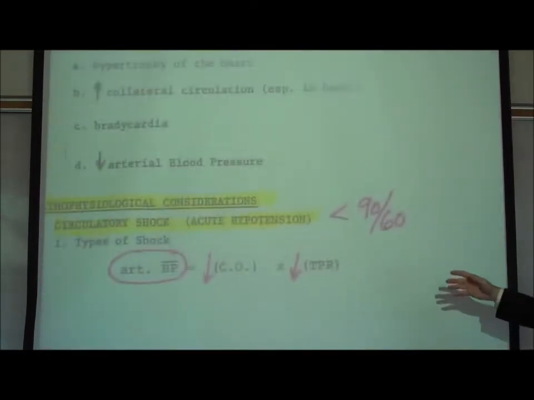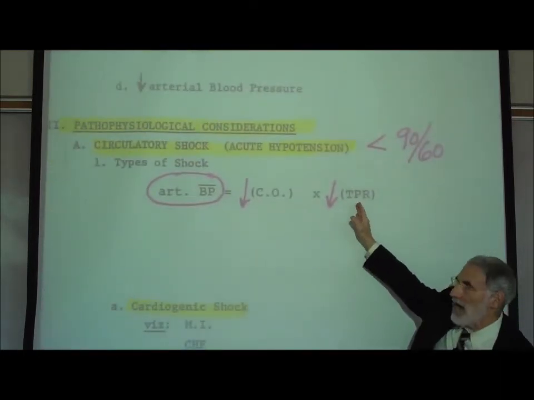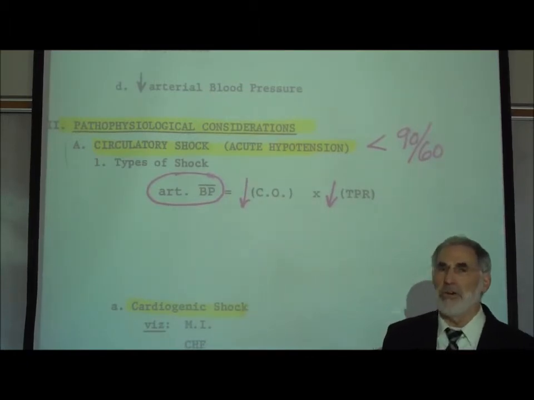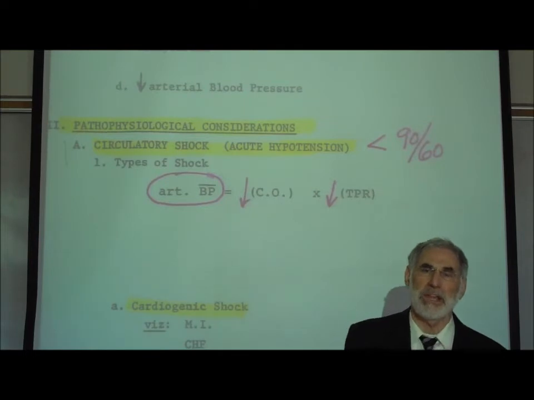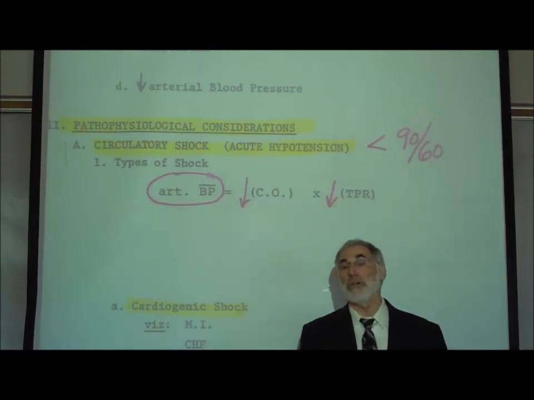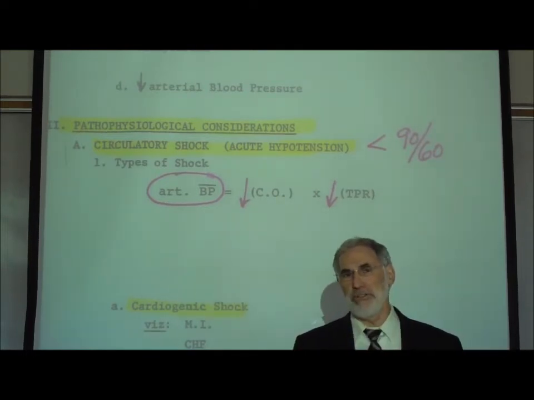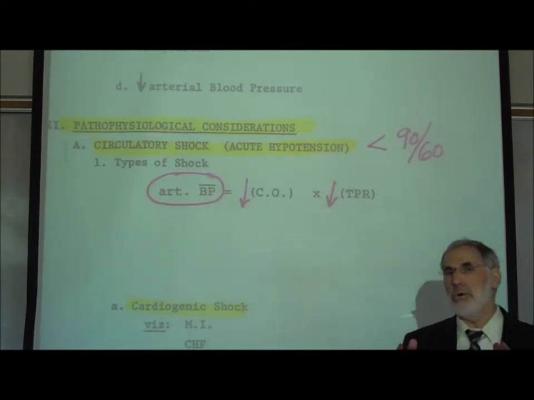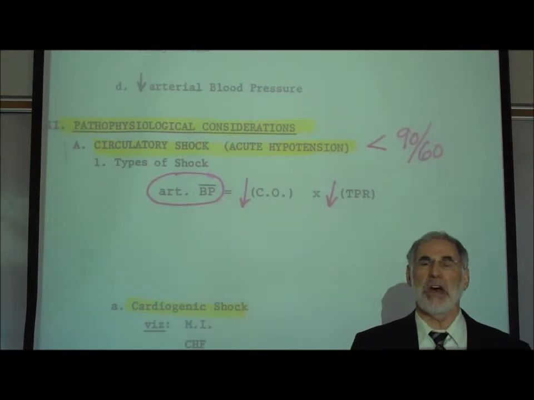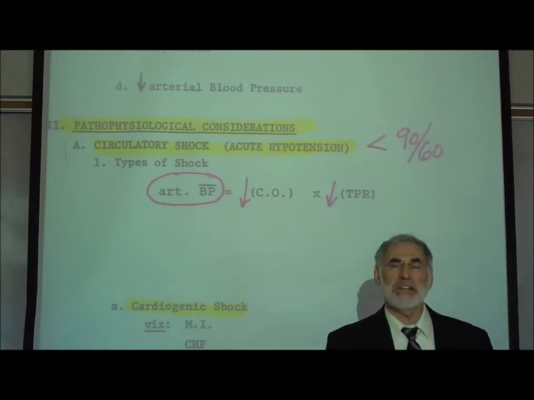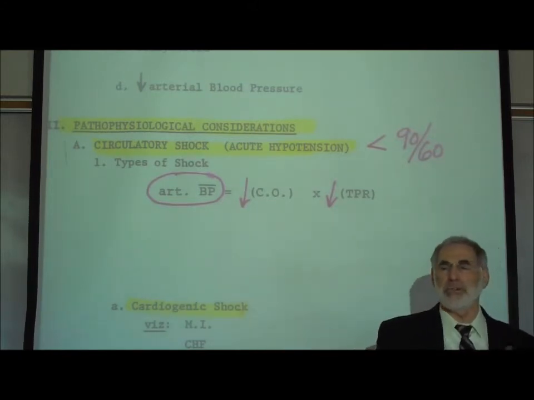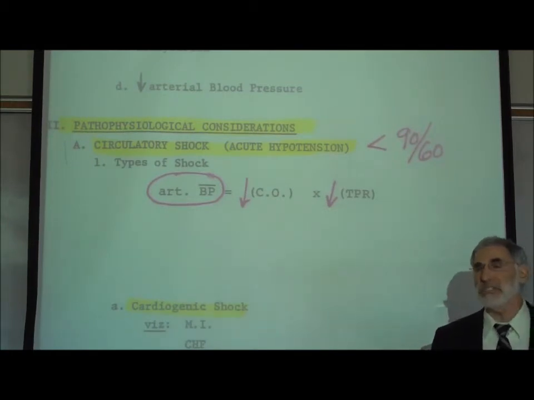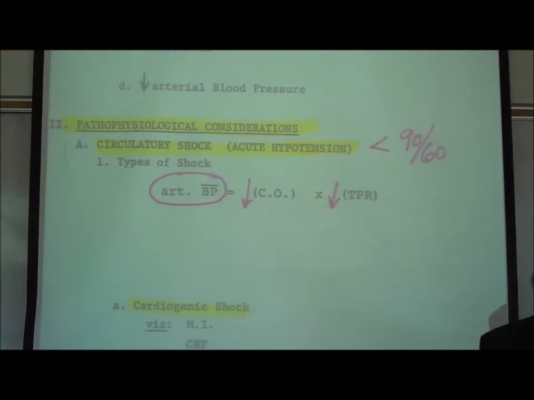Now, the other possibility is a drop in total peripheral resistance. The major factor that physiologically normally affects total peripheral resistance is the overall degree of arteriolar vasoconstriction or vasodilation throughout the entire body. So if there were to be a massive amount of vasodilation, that dilating of blood vessels throughout the entire body would cause a drop in total peripheral resistance and a corresponding drop in arterial blood pressure.